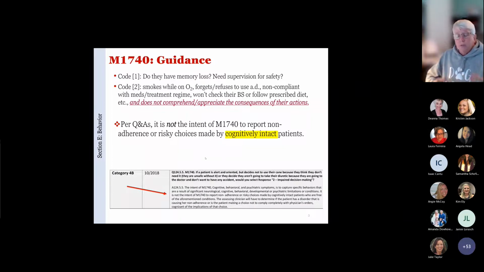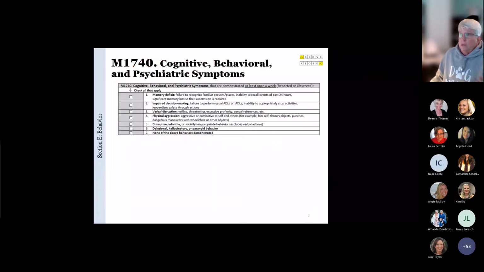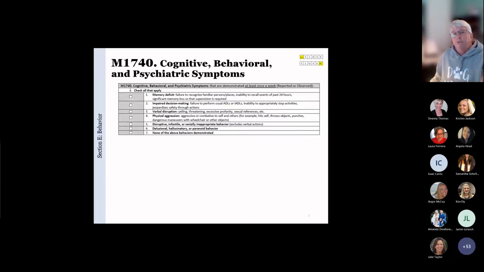But here's the things we want to be sure of when we're looking at this with the guidance, because everyone loves those choices 1 and 2, memory deficit and impaired decision making. It's like they don't read anything further in the line. They just see those and they say, I know what that means.